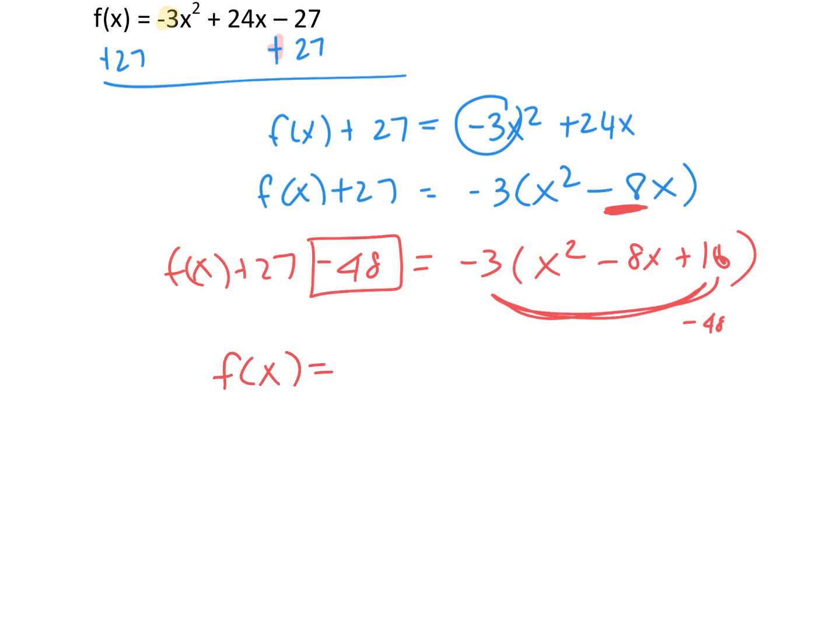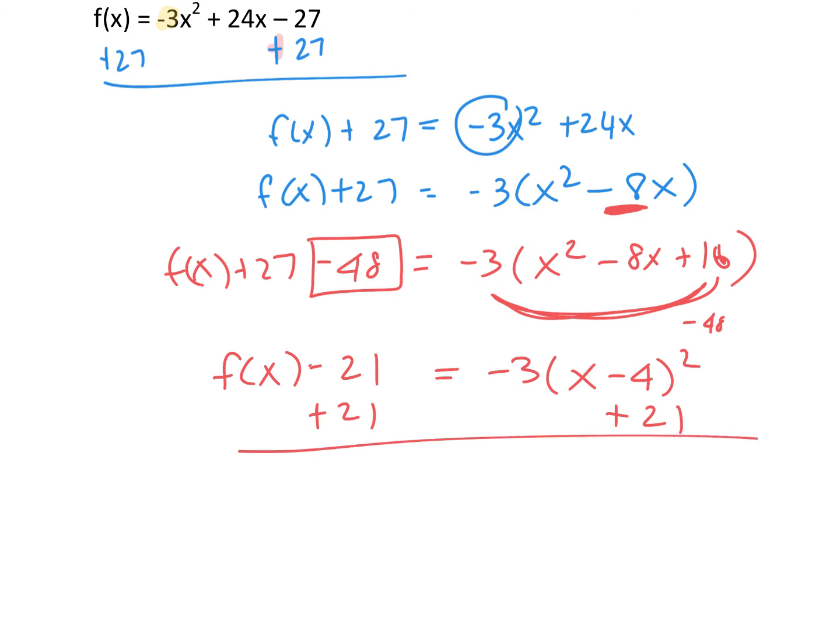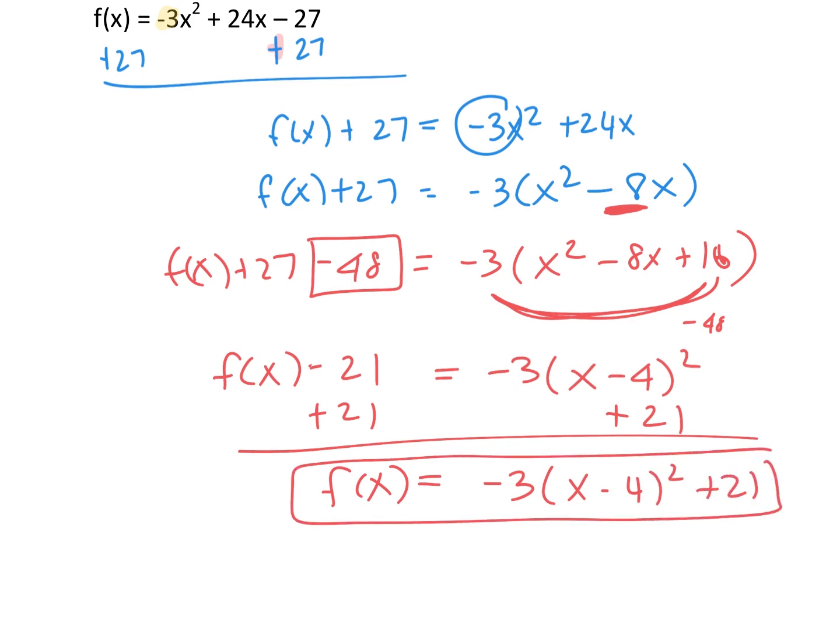what is that? 21. So not equals, hold on. F of x minus 21 equals, and then I'm going to write this as a binomial squared, x minus 4 squared. Now all I have to do is move this 21 over, and I've isolated y. Your goal is to isolate y. F of x equals -3 times x minus 4 squared plus 21. And there you are in vertex form.